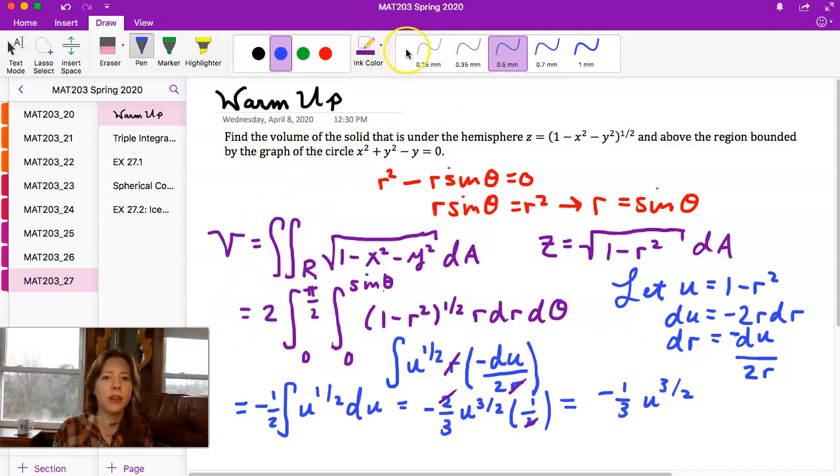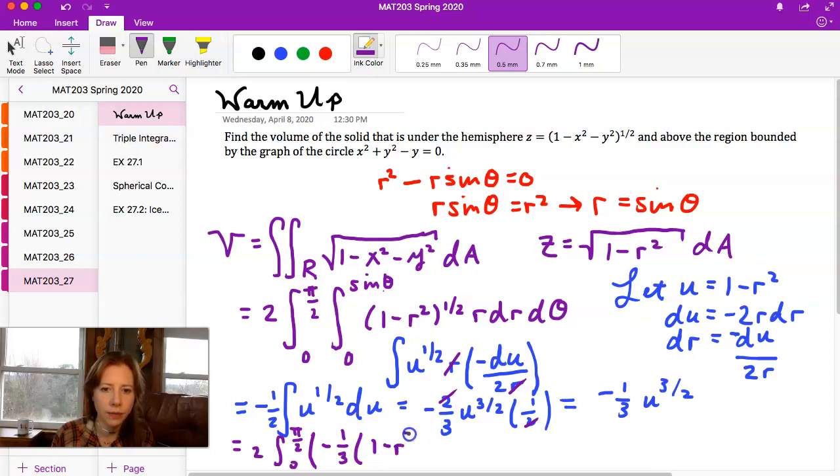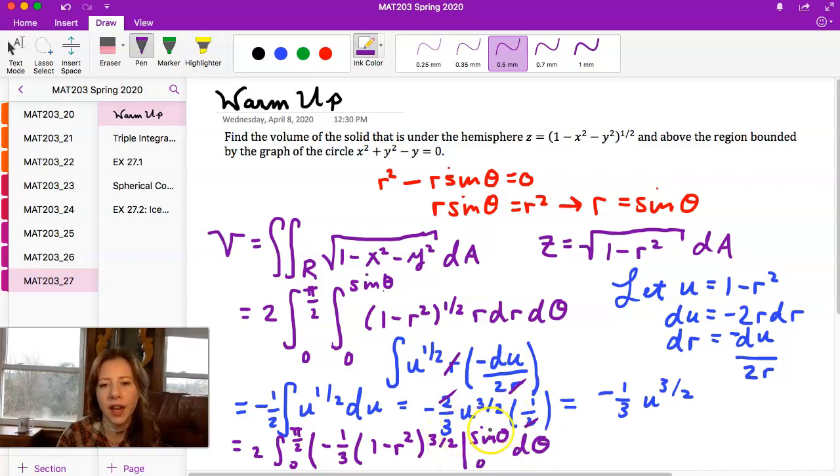And remember, we still have a 2 out front. So we get 2, and we're going to integrate from 0 to pi over 2. We have minus 1/3 times 1 minus r squared to the 3/2, and we're going to evaluate from 0 to sine theta d theta. Okay, so I'm going to start a fresh sheet for this, and we're going to sub in sine theta for r.